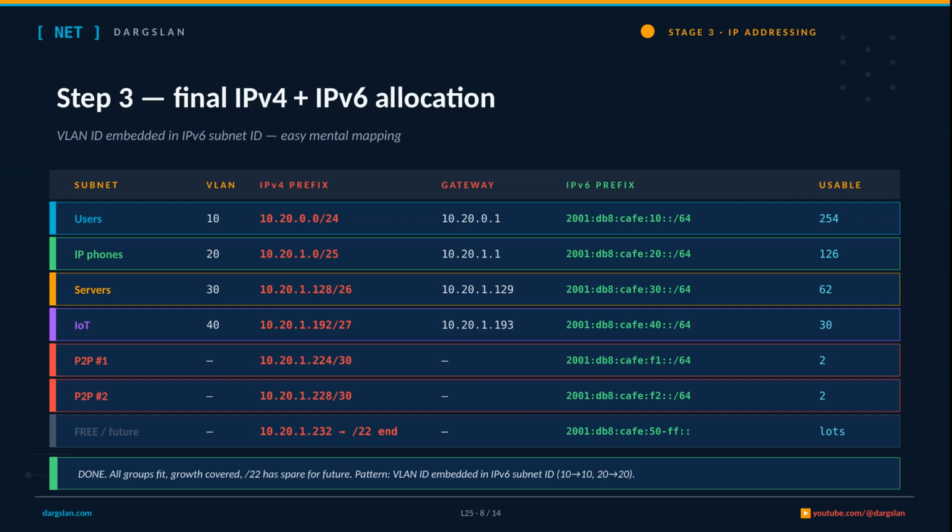Now layer IPv6 on top and notice the elegant trick. The VLAN ID becomes the IPv6 subnet ID. VLAN 10 maps to cafe:10, VLAN 20 to cafe:20. Servers on 30 land in cafe:30. Instant mental mapping, no lookup table required. The point-to-point links get cafe:F1 and F2, marking them as infrastructure rather than user space. Every group fits. Growth is covered, and the /22 still has room from there onward for whatever comes next. That's how a senior designs. Deliberate patterns, not arbitrary numbers.